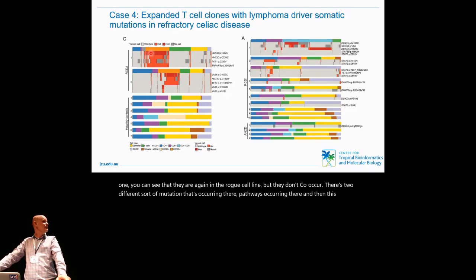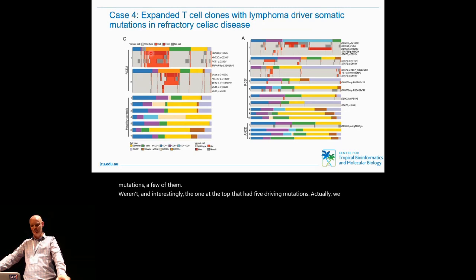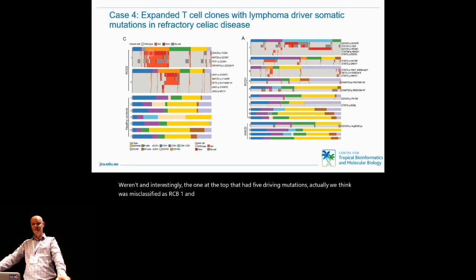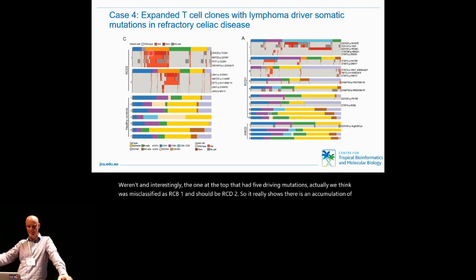And then these are the intermediate ones, RCD1, and you can see that some of them are starting to accumulate these mutations, a few of them weren't. And interestingly, the one at the top that had 5 driver mutations, we think was misclassified as RCD1 and should be RCD2. So it really shows there is an accumulation of these mutations over time.